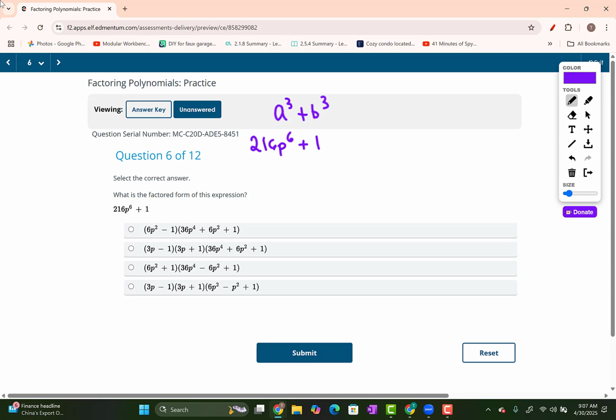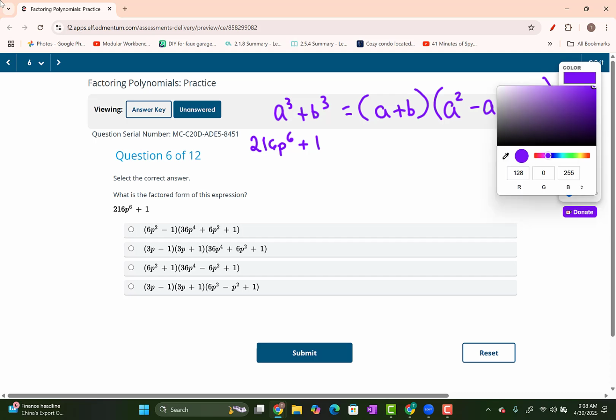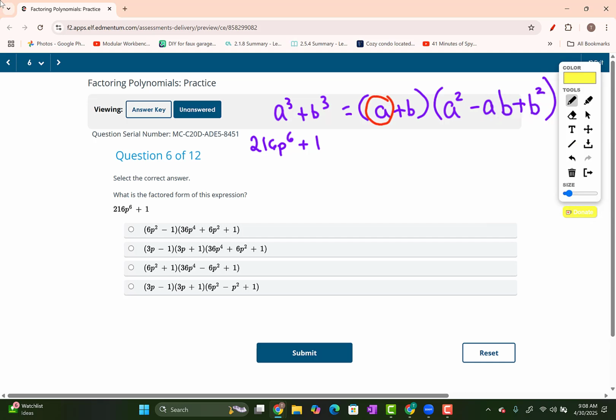And the sum of two cubes formula, so if it's in this form, which I believe this problem is, it can be factored as a plus b multiplied by a squared minus ab plus b squared. So the key to doing this is we need to first figure out, okay, what is the a in this problem? And what is the b in this problem?